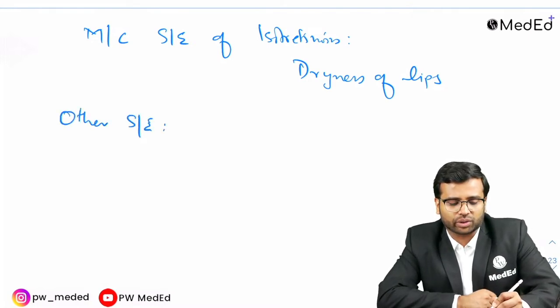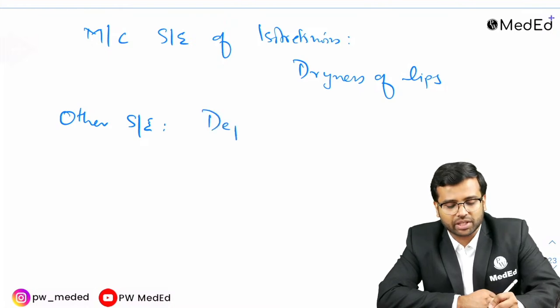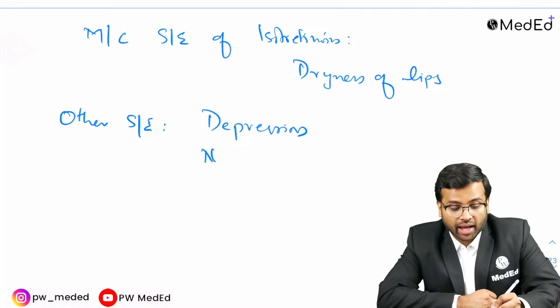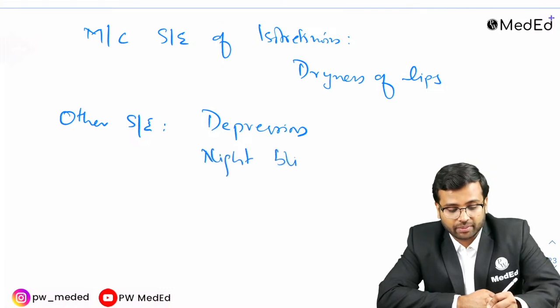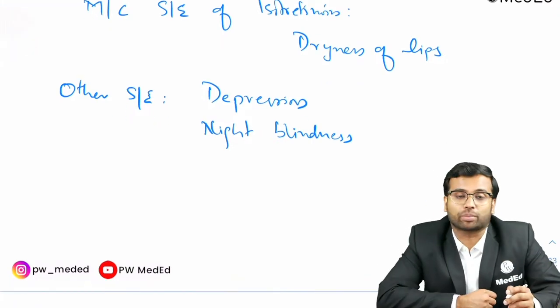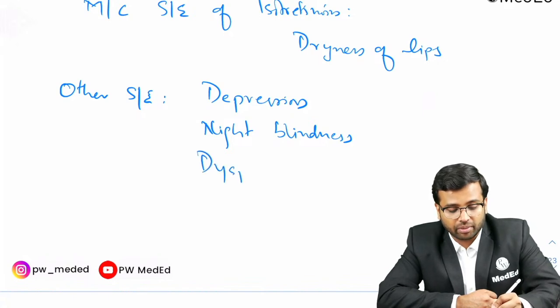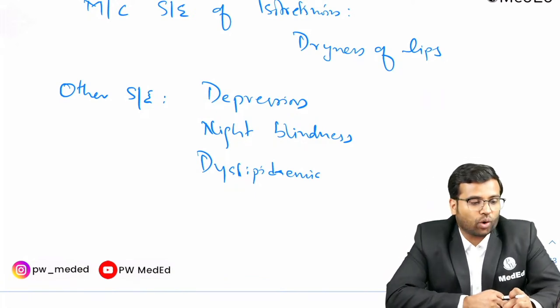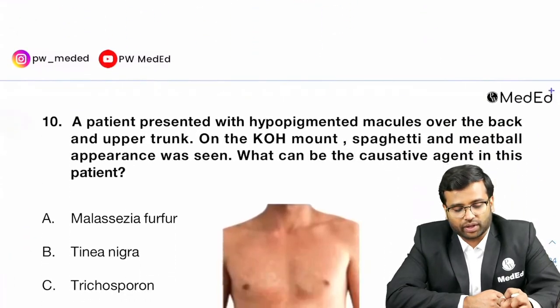The other side effects of isotretinoin, if you remember, depression can be one. Depression is one of the side effects. Night blindness is one of the side effects. Also, dyslipidemia. The patient can have deranged cholesterol profiles, isn't it? So, dyslipidemia is also one of the side effects of isotretinoin. So, all these are the various side effects of isotretinoin.